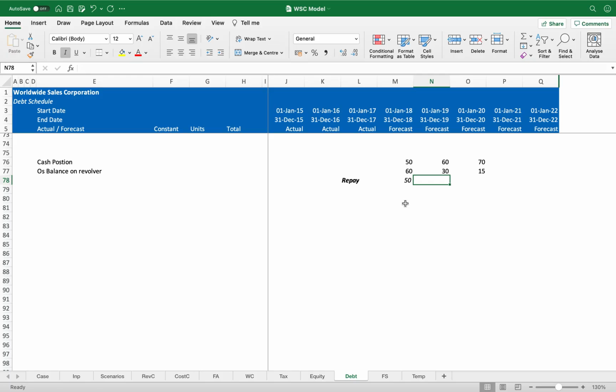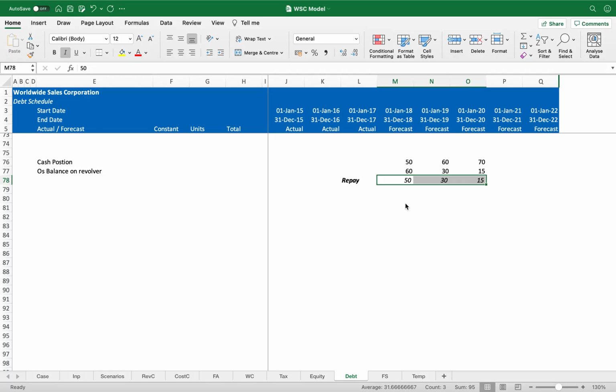Then in the next case, let's look at 2019. The cash position is 60 and the outstanding balance is 30. How much will I repay? Now you will say 60. But why? My outstanding balance is only 30. Why will I give 30 extra to the bank when it's not needed? Right? So I will repay 30 here. In 2020, my cash position is 70. My outstanding balance is 15. How much will I repay? Of course, 15.